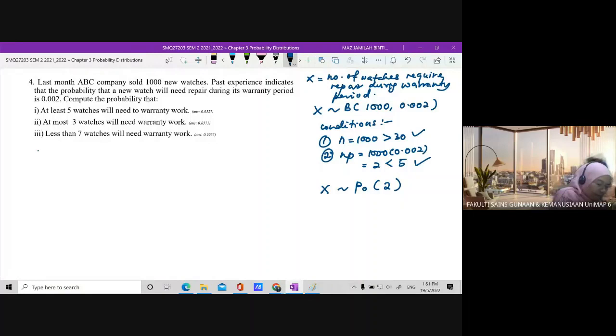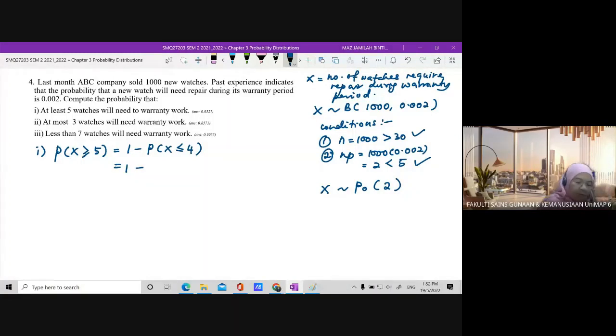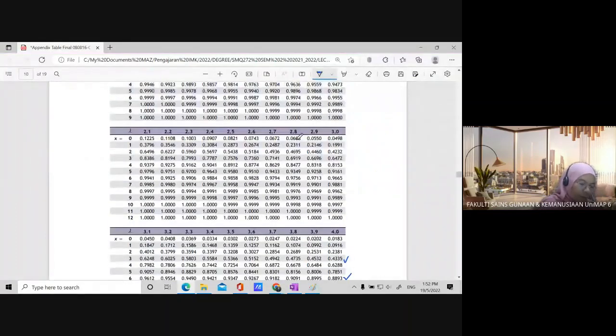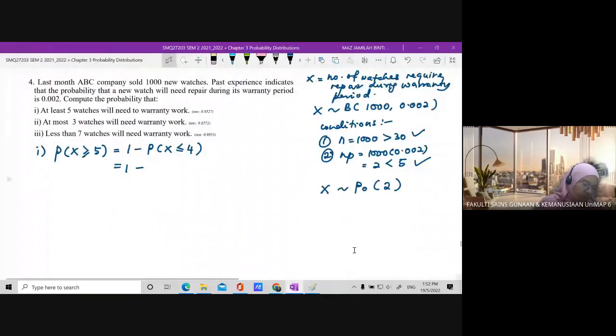Okay, now first, P at least 5. P(X) what? Greater than or less than? At least. Greater than or equal to 5 watches needing warranty work. So this will be 1 minus P(X less than or equal to what?) 4. So 1 minus, for lambda equal to 2, look for less than or equal to 4. That is 0.9473.